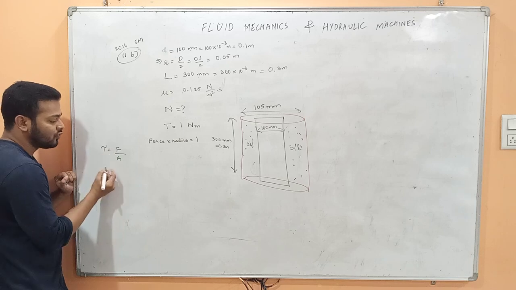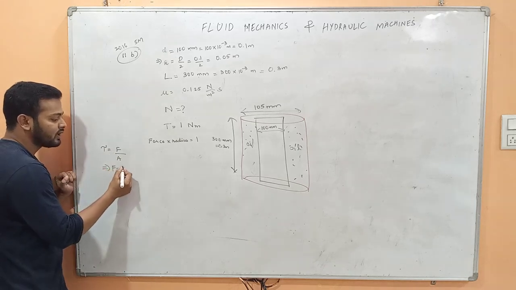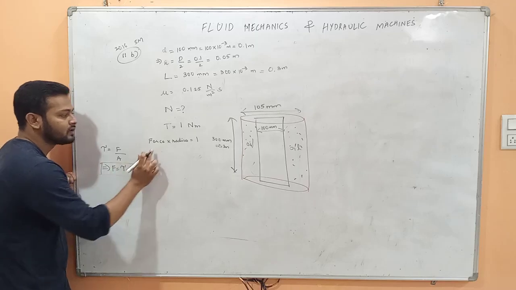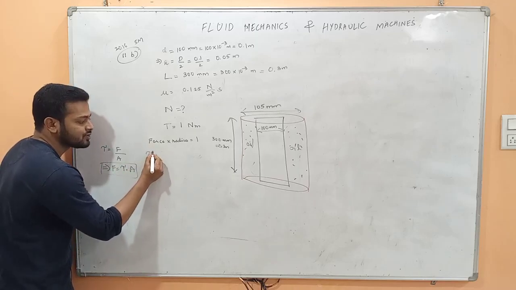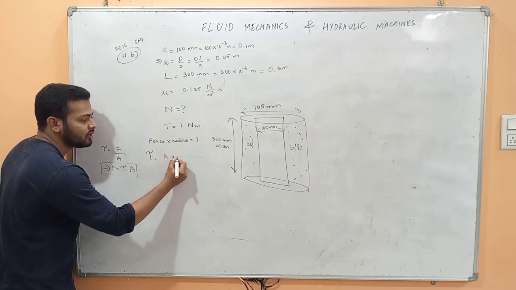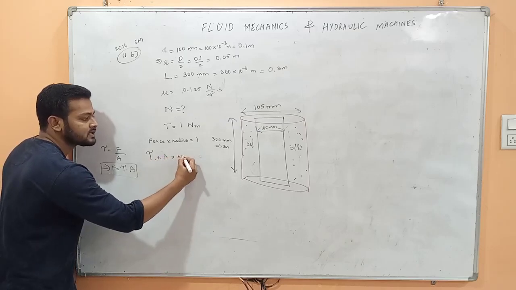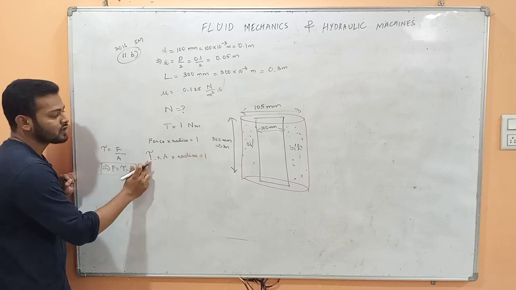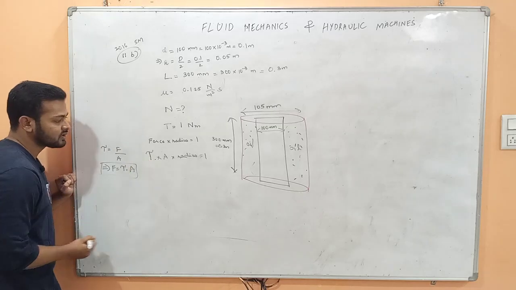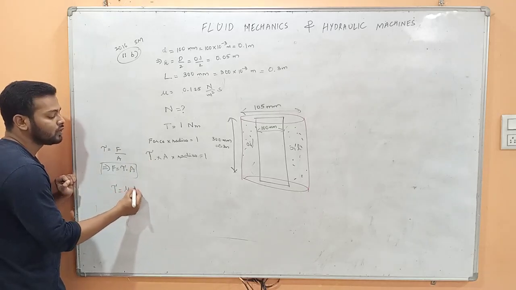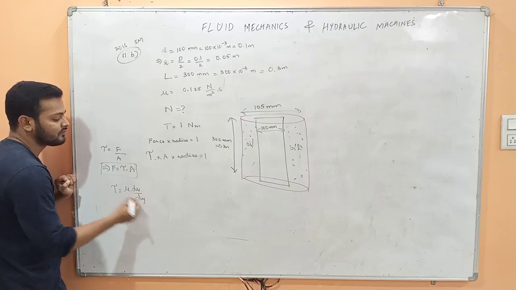So can I write force as shear stress into area? Okay. So in place of force I can write down shear stress into area into radius is equals to 1. So I have the formula of tau from Newton's law of viscosity. So tau is equals to mu into du by dy, that is Newton's law of viscosity.